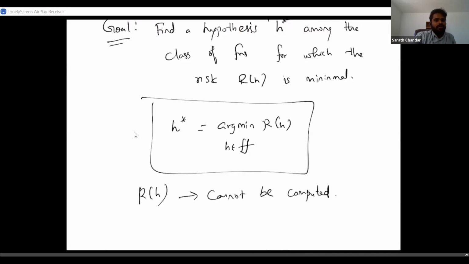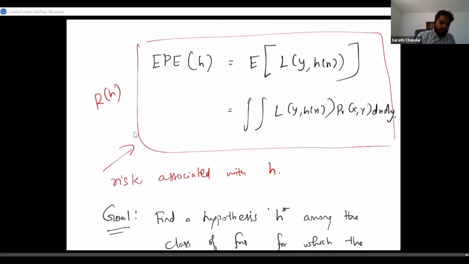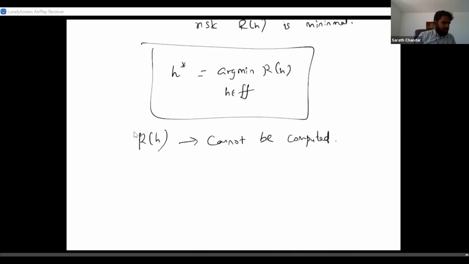Okay, Bruno. We don't have the true function? Yeah, so we don't have access to the true probability distribution, right? So that is why we cannot compute this risk, but we are interested in minimizing this risk. So how can we do that?